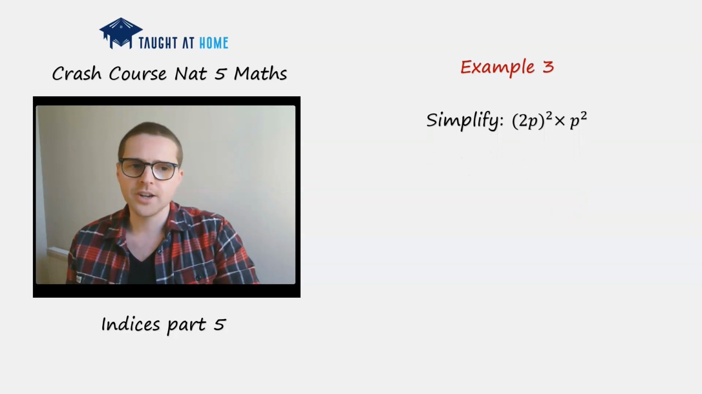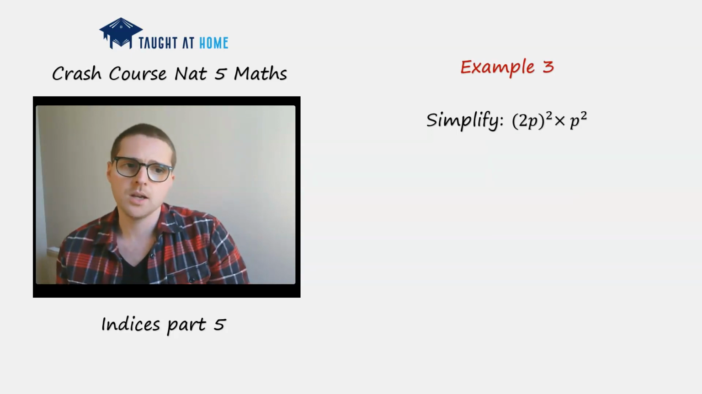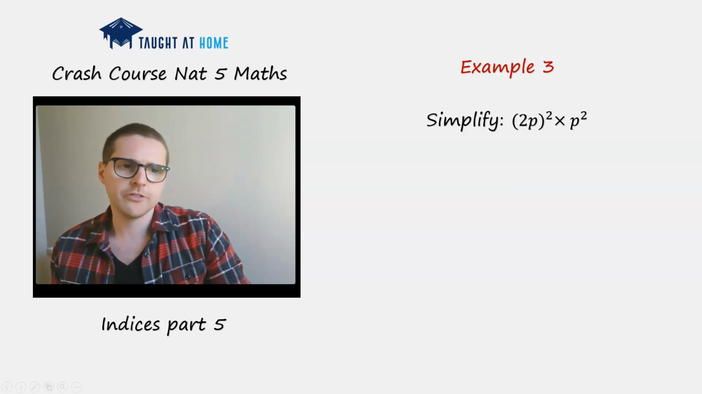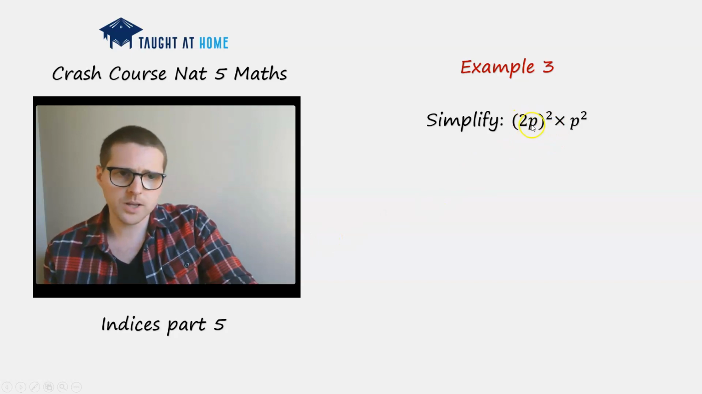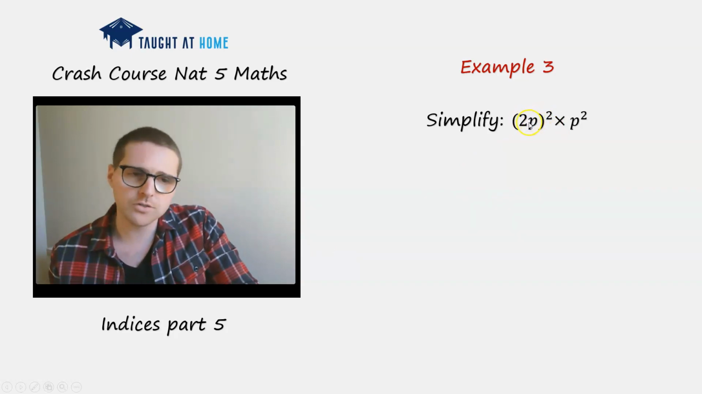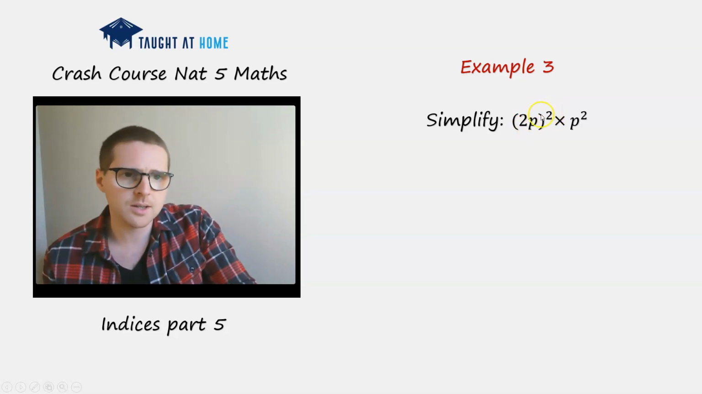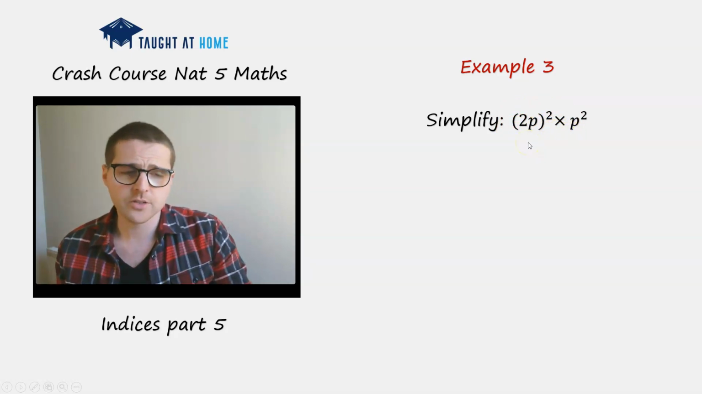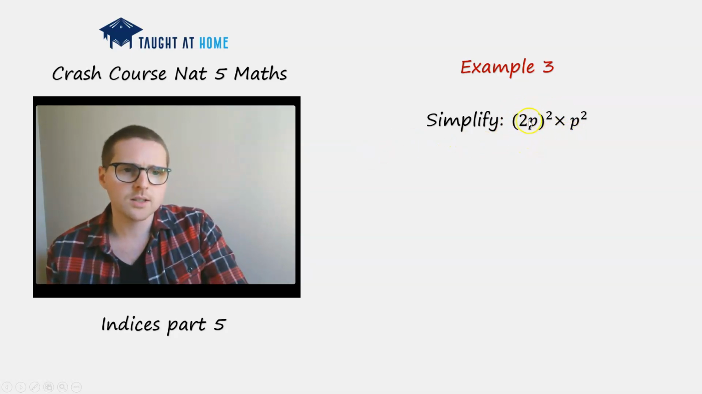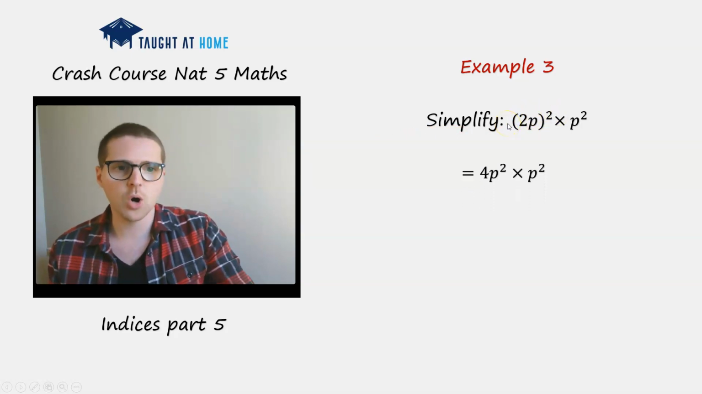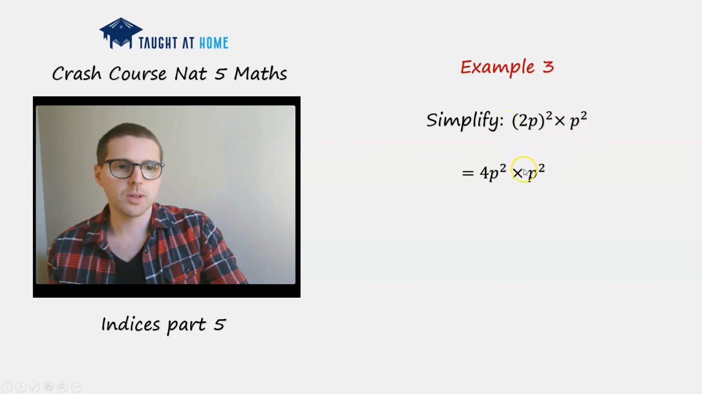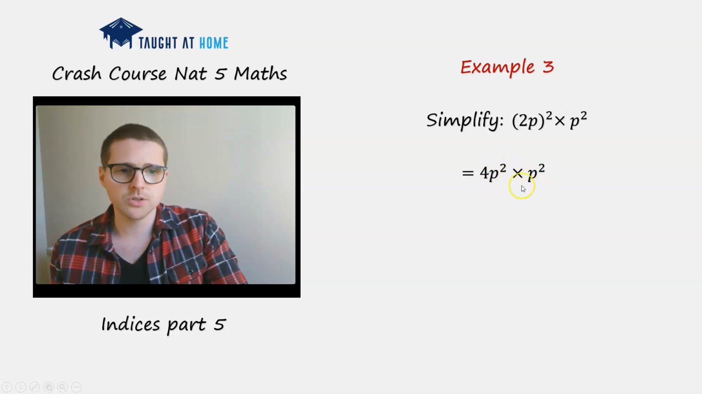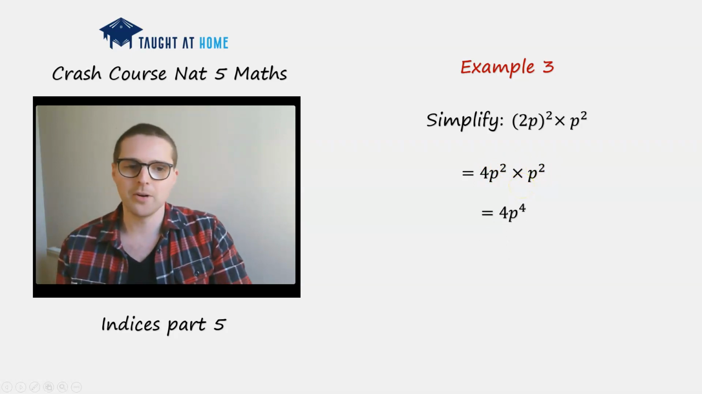Okay, third example. Simplify 2p all squared times p squared. This is very similar to the last example. First of all, let's break it down. We've got 2p all squared, so we're going to use the fourth law of indices here. We're going to apply this power to each of these terms, and then multiply that by p squared. So we're going to have 2 squared times p squared, so that's 4p squared. And we're going to multiply that by p squared. So we've got p squared times p squared, so that's 2 plus 2, so that'll be 4p to the power of 4.